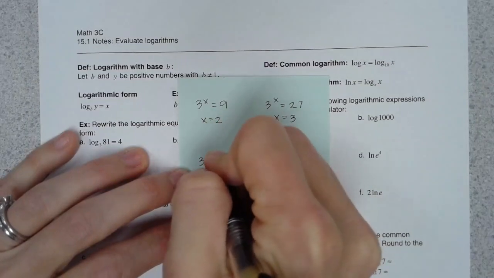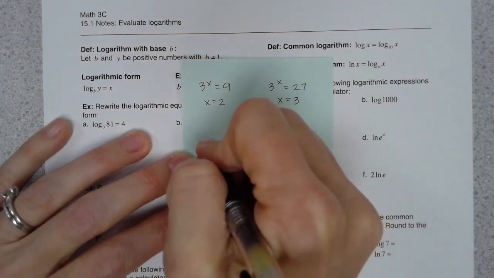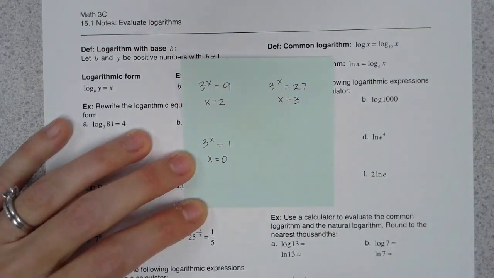What if you had 3 to the x is equal to 1? Well, that one, remember, anything raised up to the 0 power equals 1. So you'd get x equals 0, right? Because 3 to the 0 equals 1.